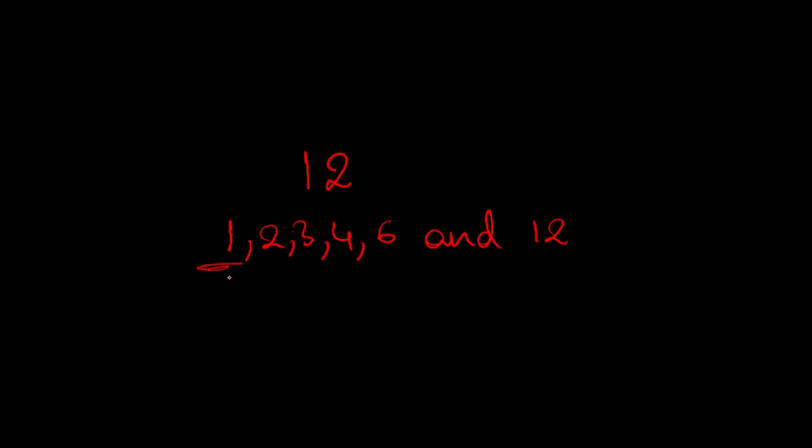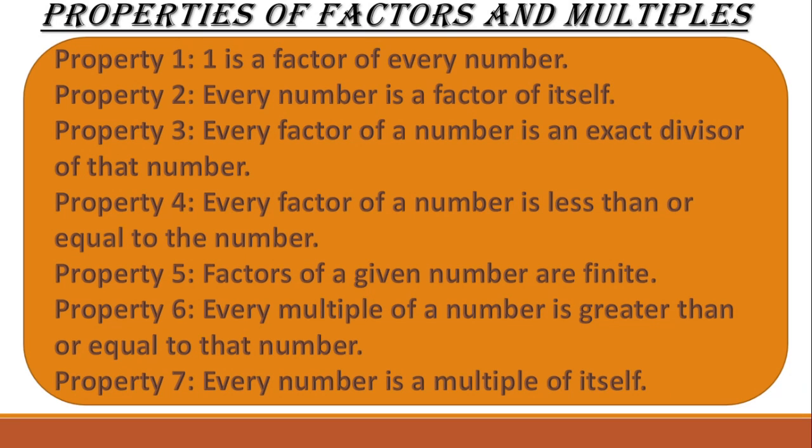Now, if we talk about factors of 12, it is 1, 2, 3, 4, 6, and 12 itself. Right? So here 1 is also coming. So 1 will come in every number's factor. Not only 12's factors, it will come in every number's factors. So 1 is a factor of every number. You can take any number and list out their factors, but when you are listing out their factors, 1 will obviously be there. So 1 is a factor of every number.